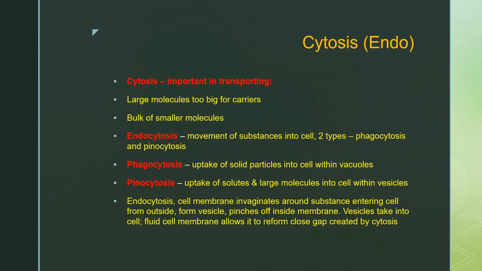Endocytosis is when the cell membrane will invaginate around the substance entering the cell from the outside. This will then form your vesicle, which will pinch off the inside membrane, and then the vesicle will take this into the cell, with the fluid cell membrane allowing it to reform, closing the gap created by cytosis.